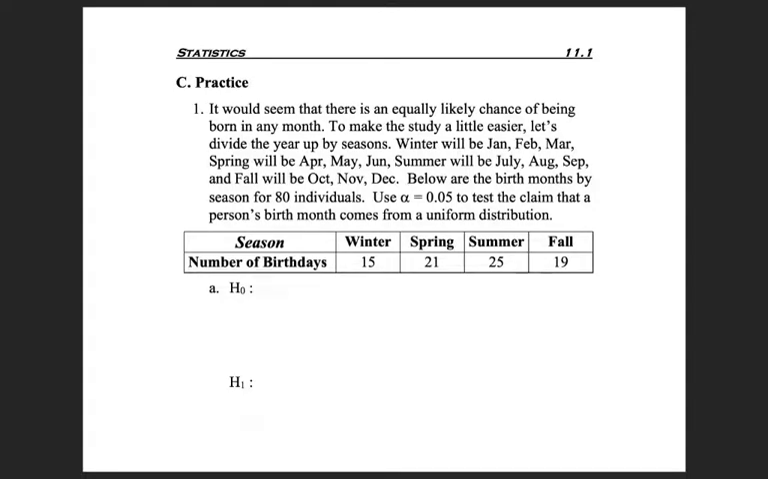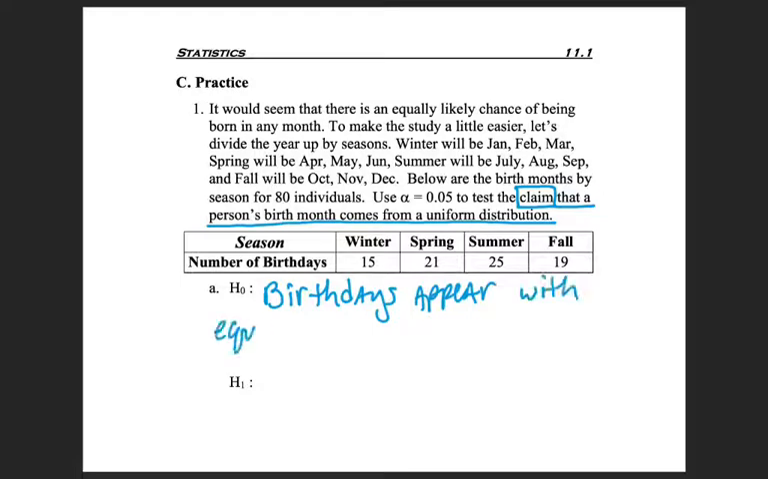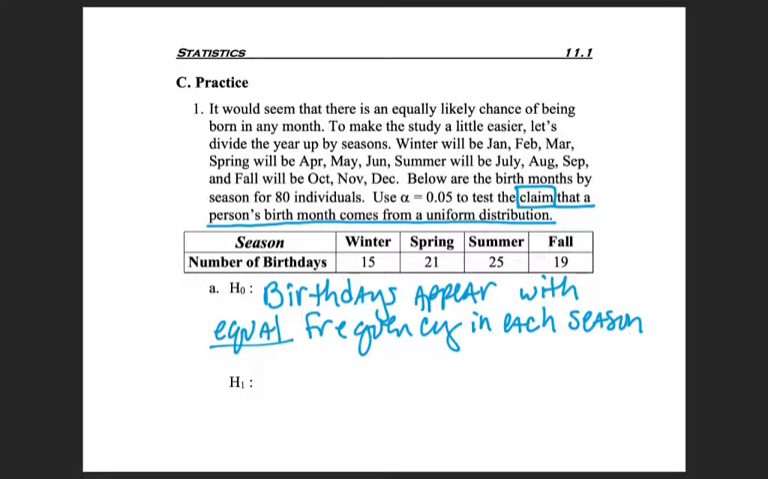So the first thing we need to do is state H0 and H1. As we reread the question, it says to test the claim that a person's birth month comes from a uniform distribution. Now we could write that exactly as we see it, but because I wanted to focus on the fact that H0 deals with equality, I've rewritten it to read, birthdays appear with equal frequency in each season. But if you had just written person's birth month comes from a uniform distribution, that would have been perfectly fine.